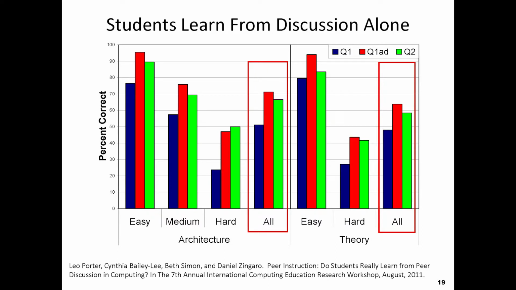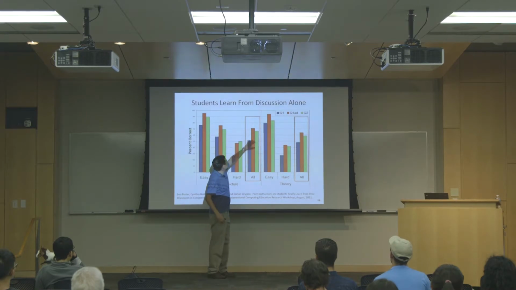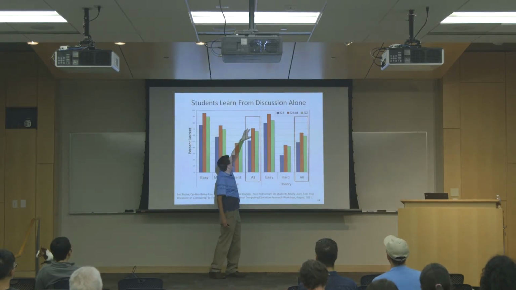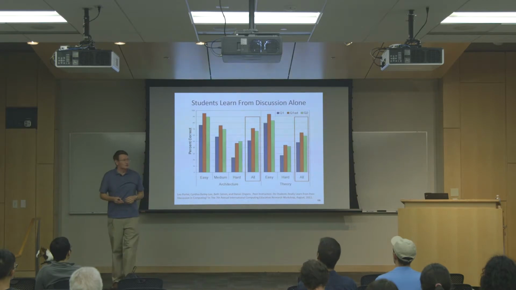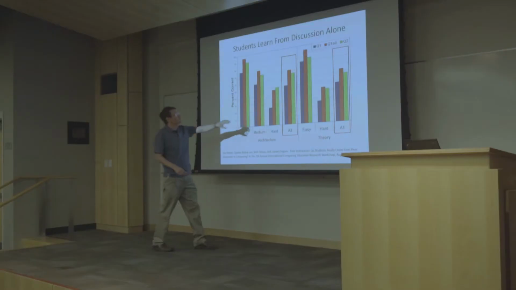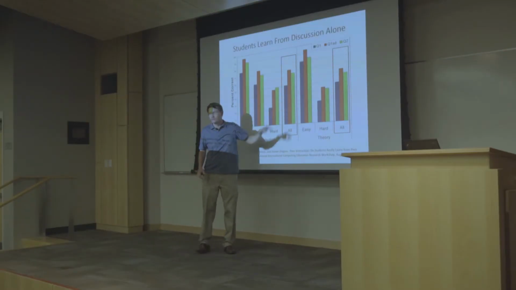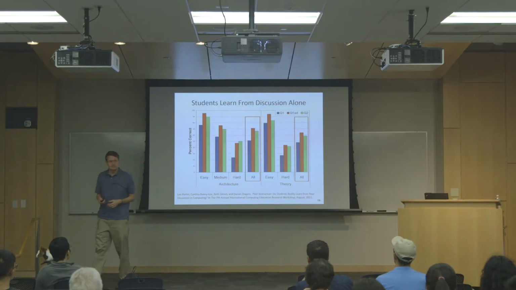What we're looking for is to see if they didn't learn anything, we'd expect them to be essentially the same as the blue bar. It's not. If they learned perfectly from their neighbors, we'd expect it to be on par with the red bar. It's not. But most of what they learned was actually retained. And this was true both in a computer architecture class and in a computer theory class. Our results mimicked the results from biology quite closely in terms of the percentage of students who retained what they learned from the discussion.